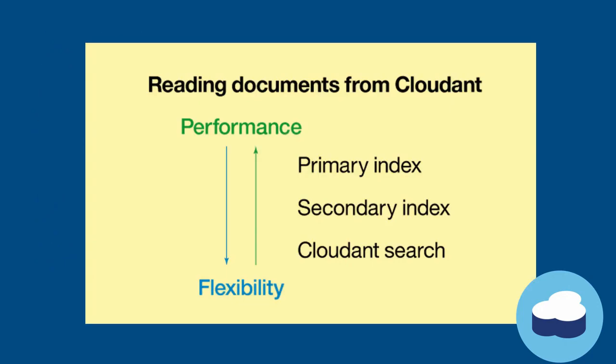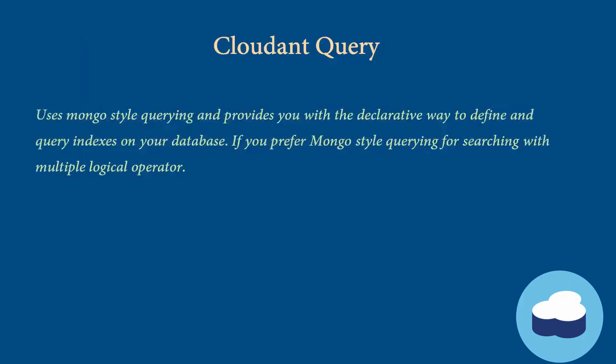But there is a condition for reading documents from Cloudant database. If we want higher performance, we should prefer primary index over secondary index and Cloudant Search. Or if we want more flexibility for our developer or user, we could go with Cloudant Search, then prefer secondary index and then primary index. We have to balance between flexibility and performance to bring out a better result.